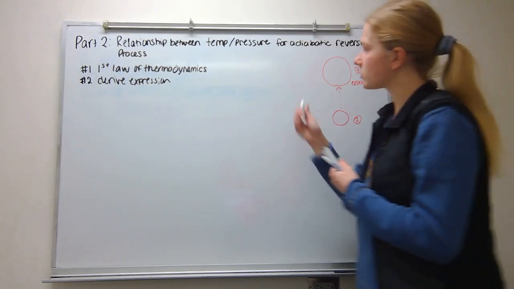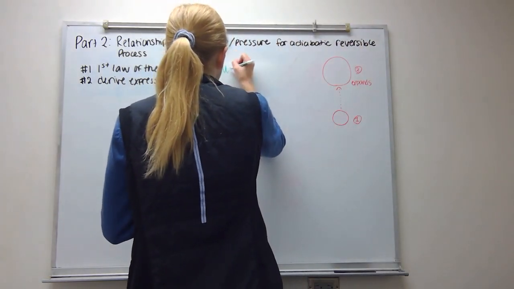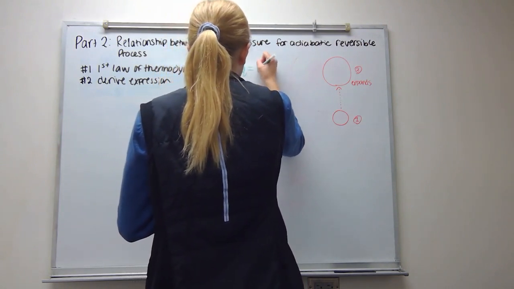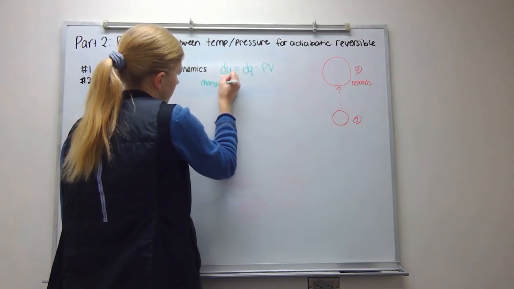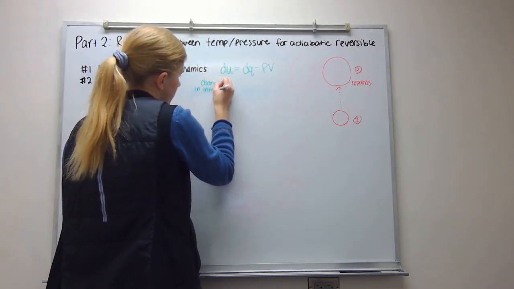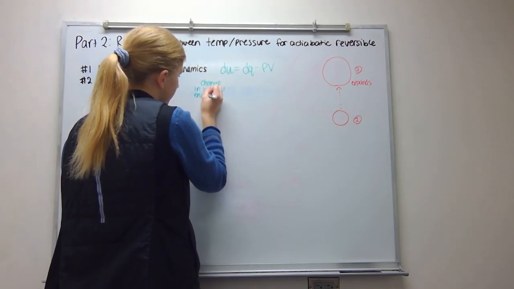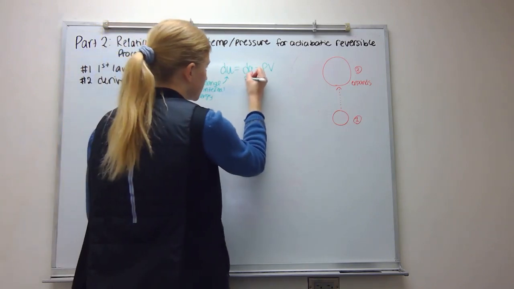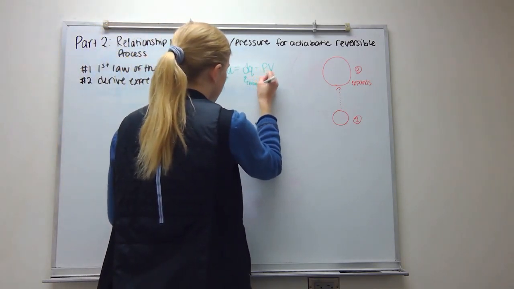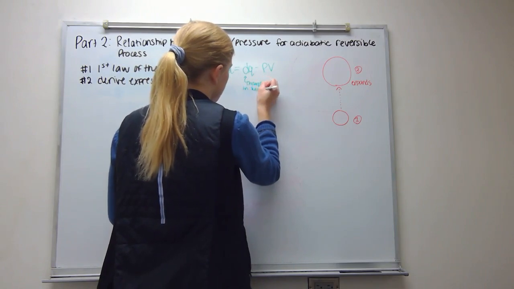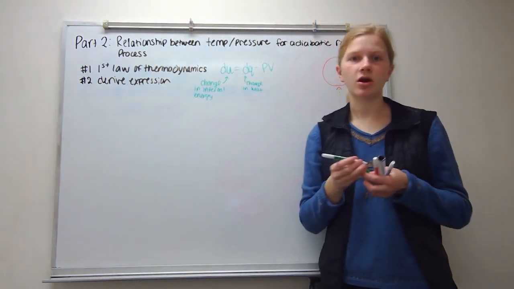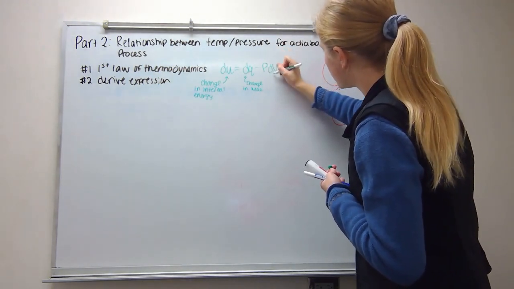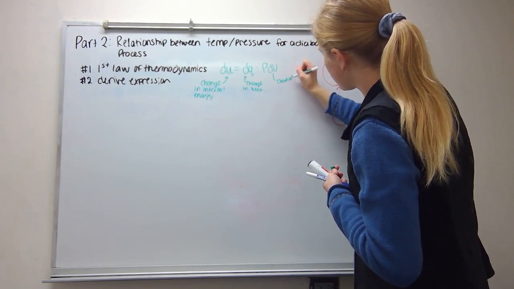So for the first law of thermodynamics, we have dU plus dQ equals P dV. Our differential change U represents internal energy, dQ change in heat, and then our pressure and our change, I forgot my D, it's supposed to be change in volume, not just volume.